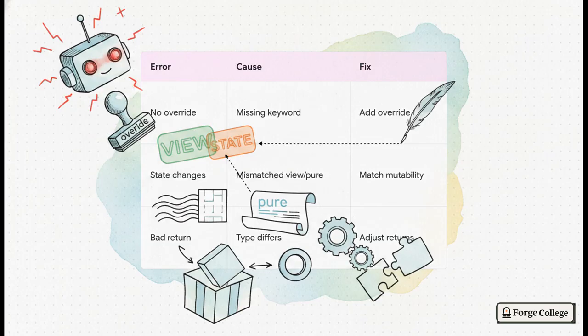Take a look at the first row. If you see the error, function does not override any function, the likely cause is simply that you forgot your mandatory stamp. Or maybe your signature is just slightly off. The fix? Slap that override keyword on there and double-check your spelling.